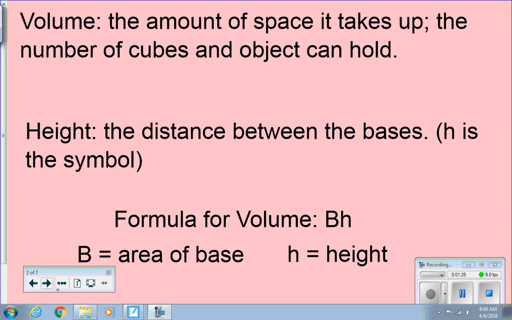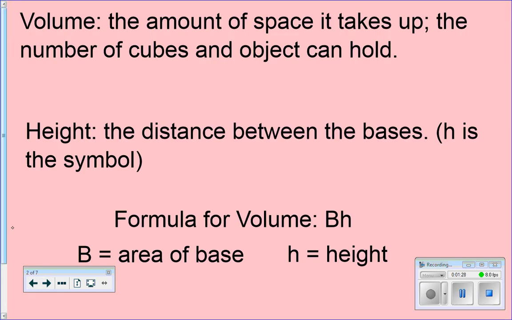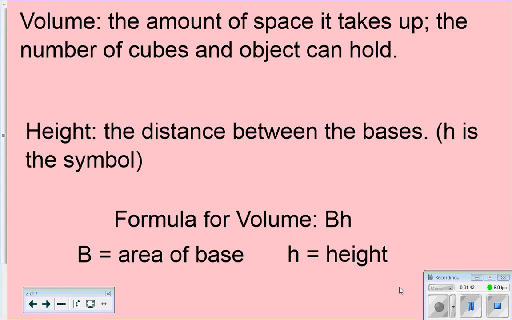Alright, so a few things before we get started. I have some vocab for you. So volume we kind of just talked about. Height, that's a new one. And then the formula for volume is also down there. So there's a lot of things you got to get written down just from this slide. And then we'll do some practice. Show you how it works.